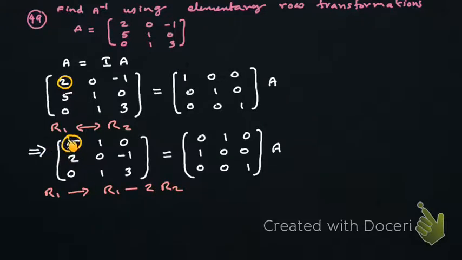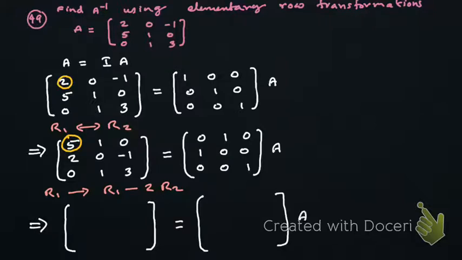What was the logic? I want 1 there. So 1 will be like 5 minus 4, 5 minus 2 times 2. But I can't say just 5 and 2. Instead I say R1 changes to R1 minus twice of R2. So let's do that operation. R2 and R3 will remain the same, so I copy R2 and R3 as they are, because only R1 is under change.